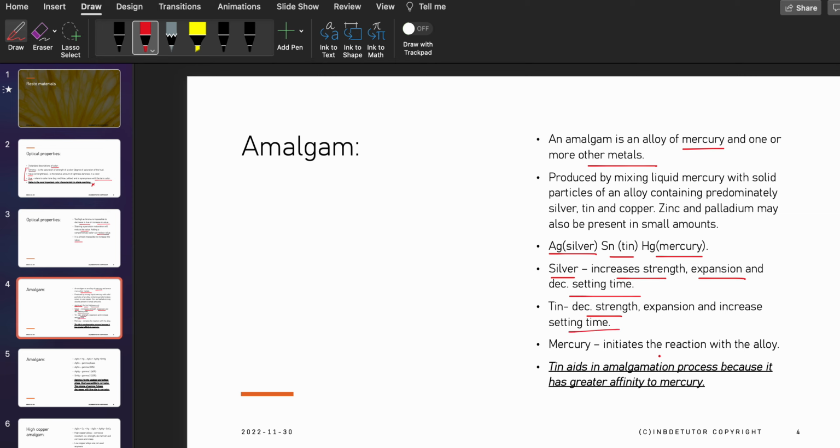And what is the function of the mercury? It initiates the reaction with the alloy. So tin aids in the amalgamation process because it has greater affinity to mercury. So that's why tin is very important in amalgam, because it is basically the one that will go and bind to the mercury, and the process of mixing will start.